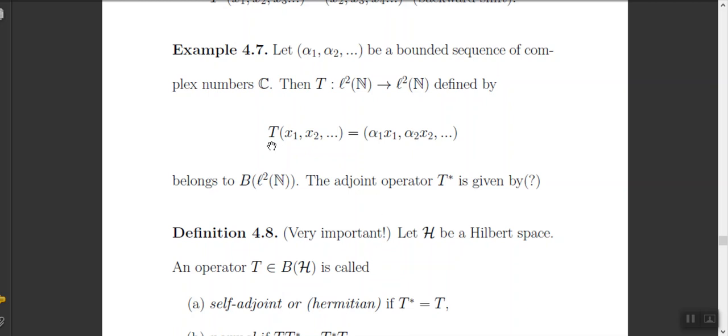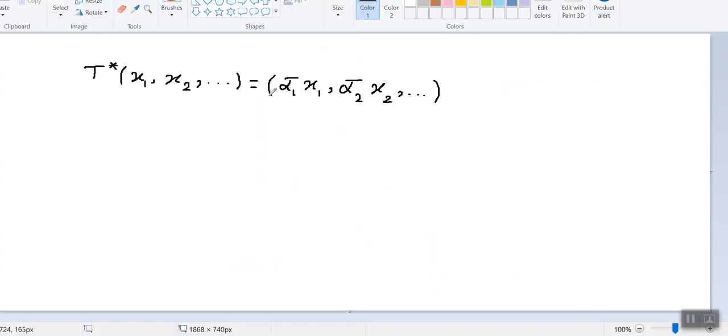We can say like this. Look at here. T corresponds to this sequence, right? So T star corresponds to this sequence. Look at here, alpha 1 bar, alpha 2 bar. It means T star is given by this formula. T star maps every x1, x2, this sequence to, look at here, alpha 1 bar x1, alpha 2 bar x2. So you can see each xi is multiplied by alpha i bar.